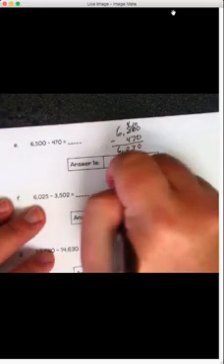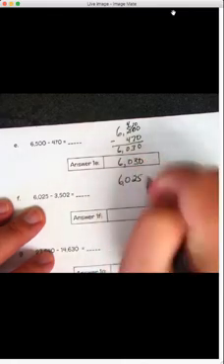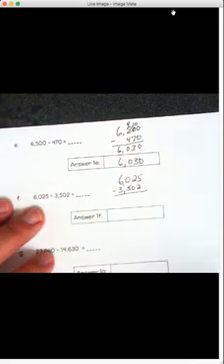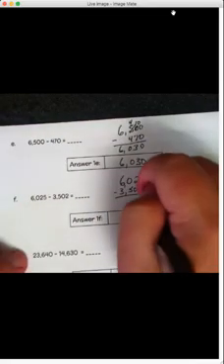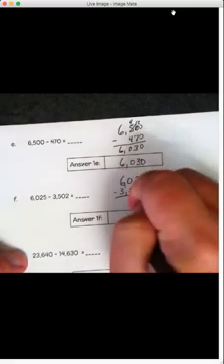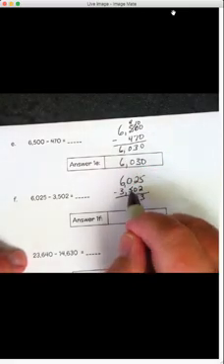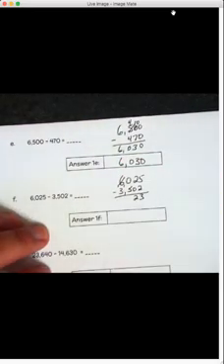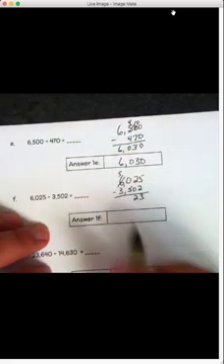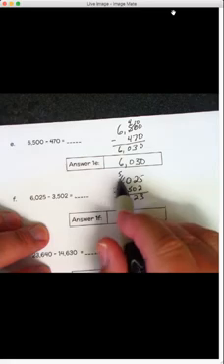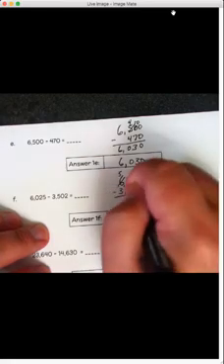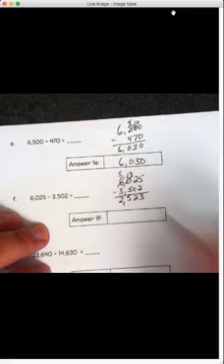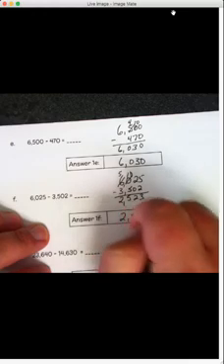Next one. 6,025 minus 3,502. Okay, 5 minus 2 is 3. 2 minus 0 is 2. If I have 0 hundreds, I can't take away 5 hundreds, so I'm going to have to borrow from the 6. It makes it 5 thousands left, and I'm going to give 10 of those. 1,000 is 10 hundreds, so we'll give 10 to that. 10 minus 5 is 5. 5 minus 3 is 2. The answer is 2,523.